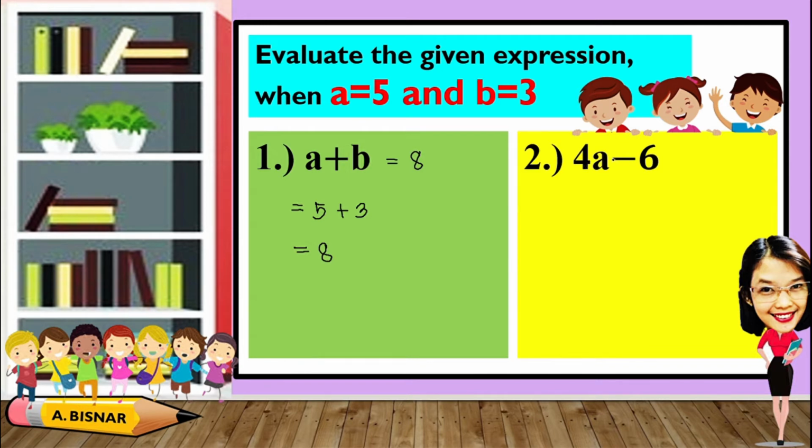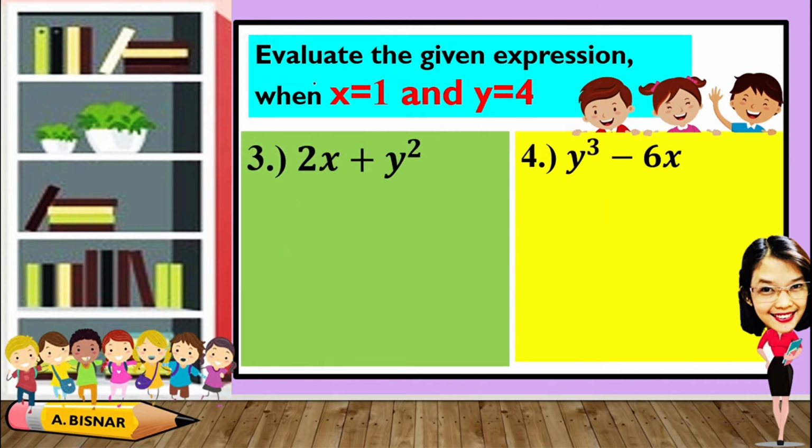Another, 4A minus 6. 4A means the product of 4 and A, which means we're going to multiply 4 and the value of A, which is 5. So 4 times 5 minus 6. Do not forget the GEMDAS, which means we have to multiply first before we subtract. 4 times 5 is 20, minus 6 is 14, which means 4A minus 6 is equivalent to 14.